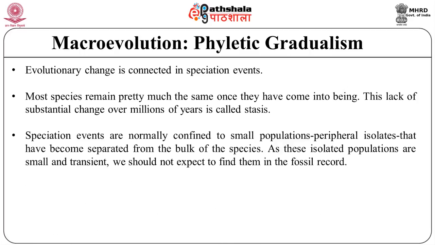Number 3, speciation events are normally confined to small populations, peripheral isolates that have become separated from the bulk of the species. As these isolated populations are small and transient, we should not expect to find them in the fossil record. This figure demonstrates the prominent differences between phyletic gradualism and punctuated equilibrium. Stippling is used to denote the different species. The morphological variability within the population at any point of time is represented by the bell curves.